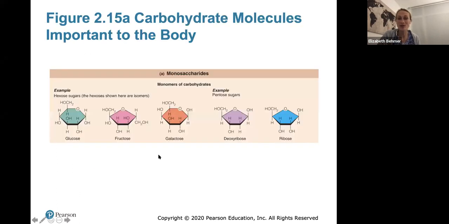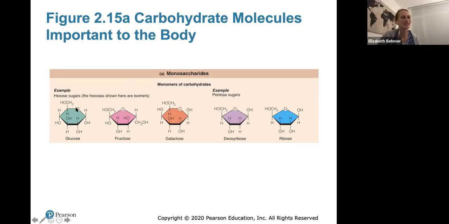So here's a look at monosaccharides. Again, they're just single, simple sugars. So we have a glucose by itself, a fructose, a galactose. These are pentose sugars, so they have more of a pentagon shape because they're made up of 5 carbons. Deoxyribose and ribose are what make up your DNA and RNA, respectively.